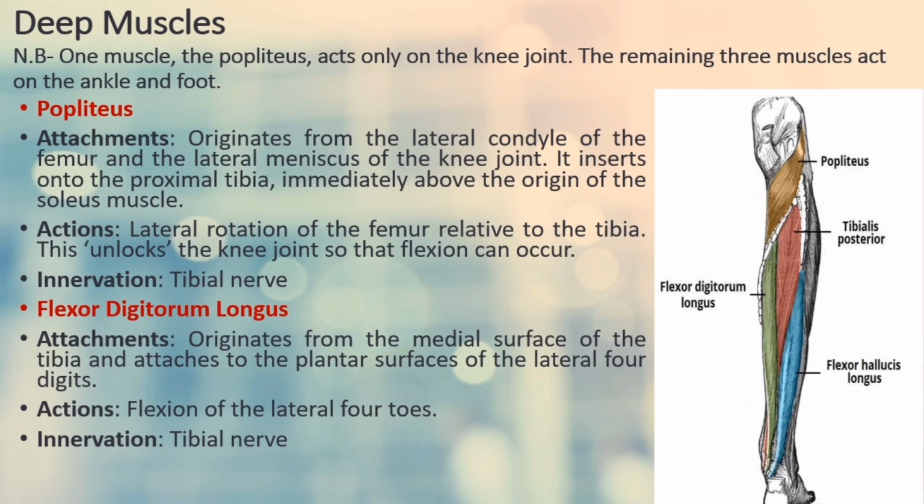Flexor digitorum longus. The flexor digitorum longus is a thin muscle and is located medially within the posterior leg. Attachments. Originates from the medial surface of the tibia and attaches to the plantar surfaces of the lateral 4 digits. Actions. Flexion of the lateral 4 toes. Innervation: tibial nerve.